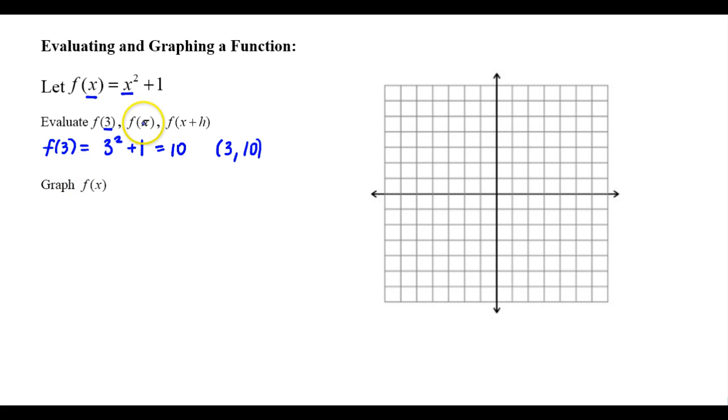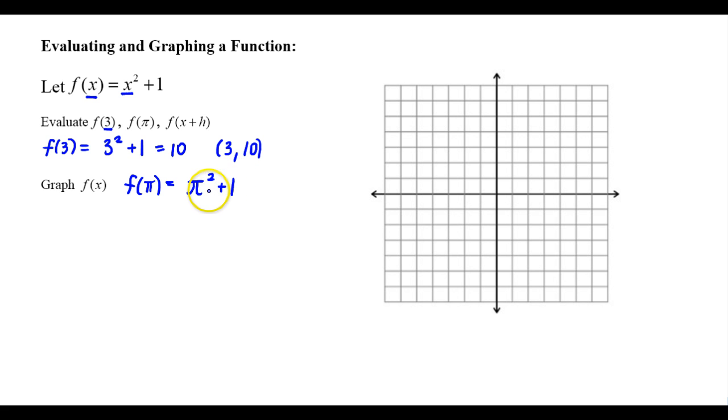The next thing I'm told to evaluate is the function at pi. A lot of students have a hard time when the number is an irrational number like pi. So pi is a number, and we can go ahead and plug it into the x value just like we did the number 3, because remember pi is 3.14159, etc. So there's nothing wrong with substituting pi into this x just like we did the 3. So f of pi means that we're still going to put a pi everywhere there was an x in the function. So we're going to have pi squared plus 1.